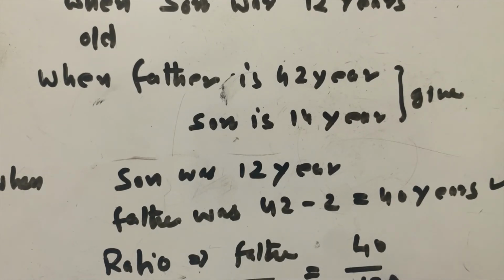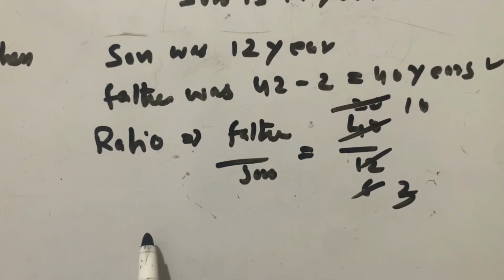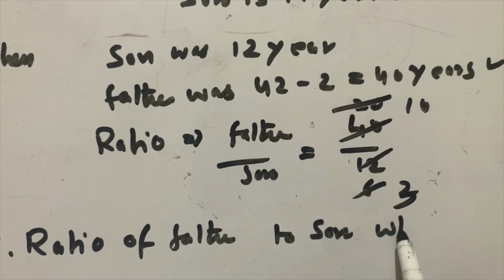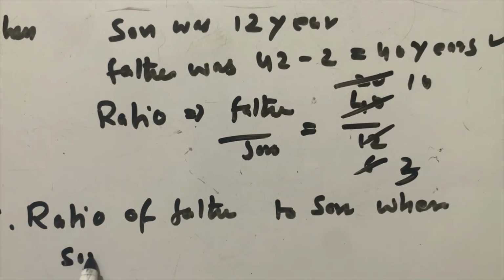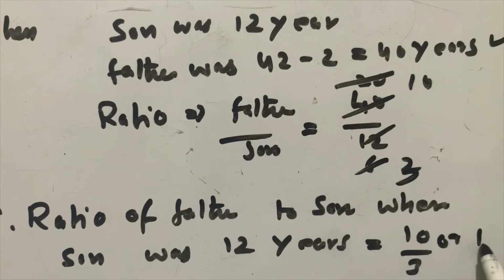We will read the table of 2: 2 6s are 12, 2 2s are 4, 2 10s are 20. Therefore, the ratio of father to the son when son was 12 years is 10 upon 3, or 10 is to 3.